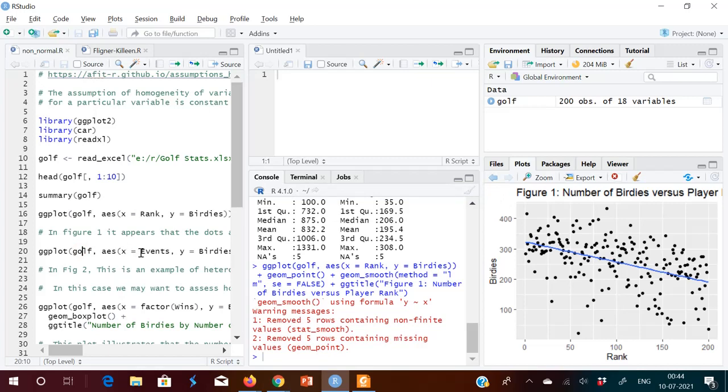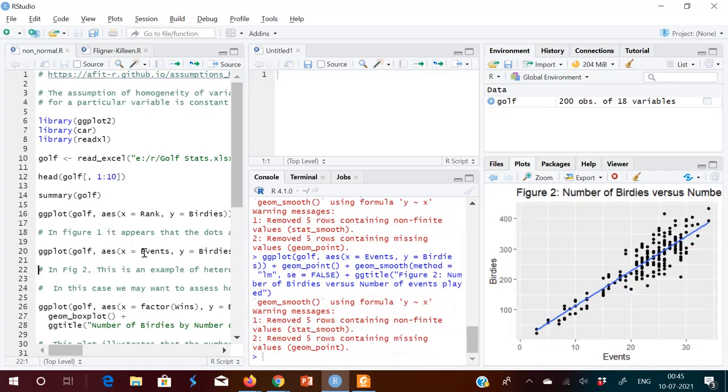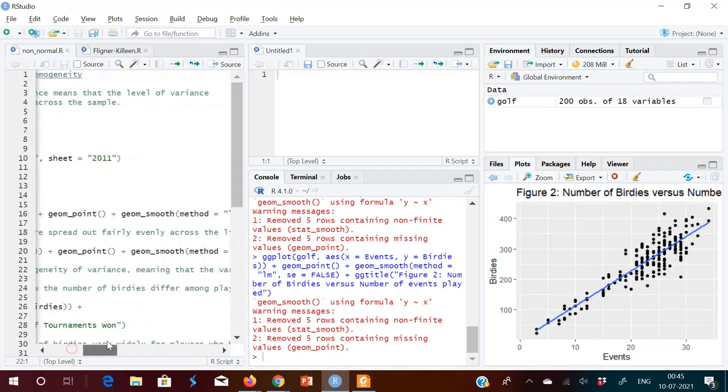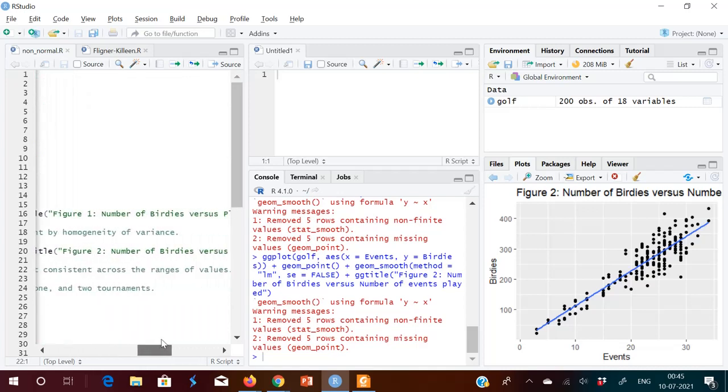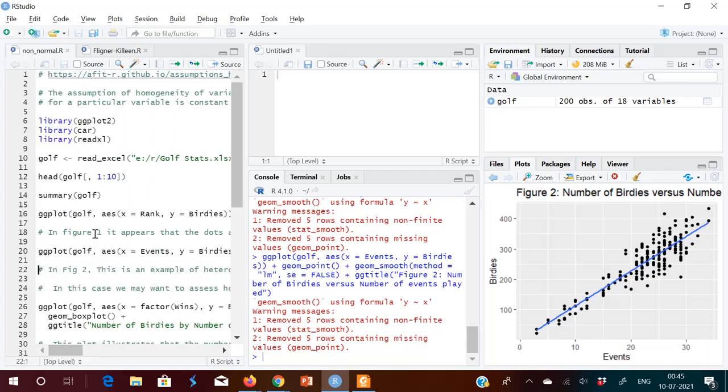Here I have taken another column, events, and then birdies. So see here, it is not homogeneous, it is heterogeneous. In one area there are so many points. You are plotting birdies versus events, and this is a model. Here it is heterogeneous. This is an example of heterogeneous, meaning that the variance or spread is not consistent across the ranges of values.